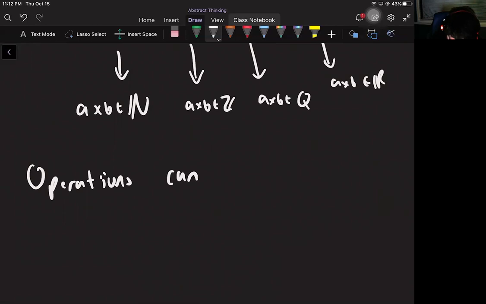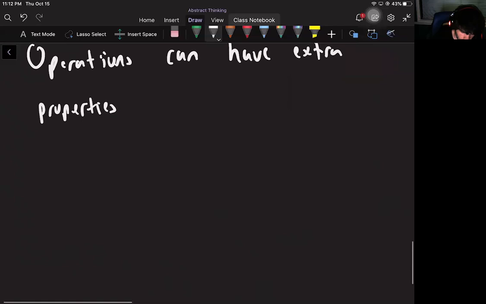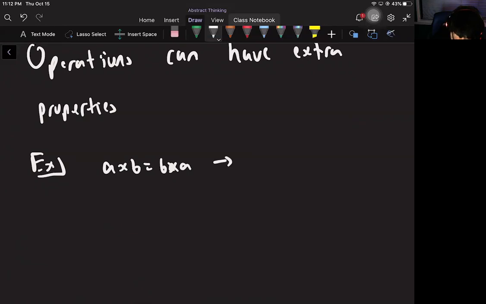So the first thing we're going to do is realize that operations are a type of mathematical gizmo. And every time we study a gizmo, we ask, can they have extra properties? And operations can. So you've seen these before. For example, A times B is B times A. And so you say that times is commutative. That's the name of this rule.